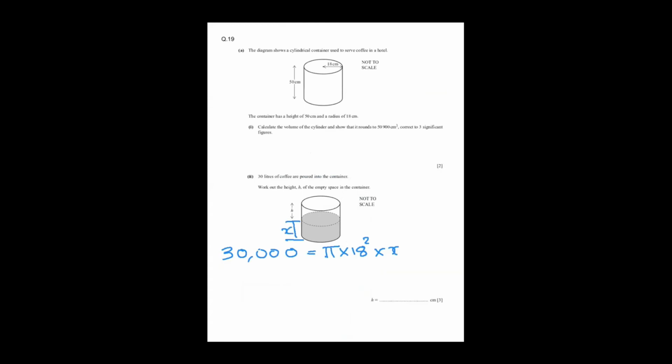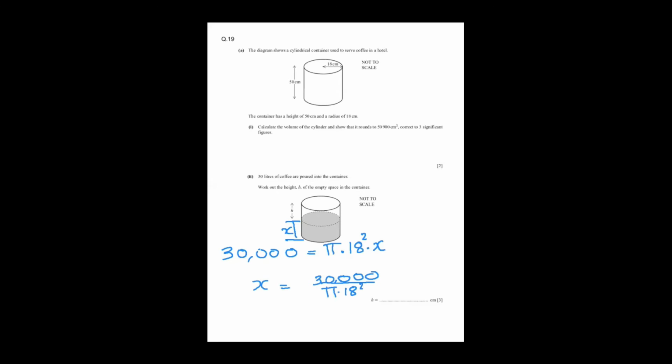So pi multiplied by... you may be confused with this multiplication and this simple x. So that's why I will specifically write pi multiplied by 18 squared multiplied by x. So pi into 18 squared into x. Rearranging this, the value of x is equal to 30,000 divided by pi multiplied by 18 squared.